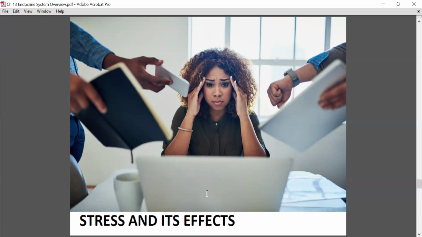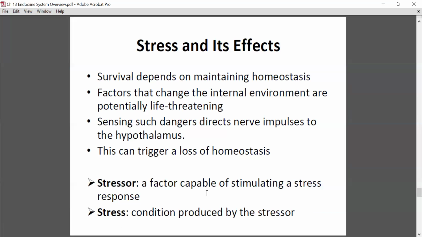We already talked about some of the nervous system effects. We're going to talk about the endocrine effects as well, but we want to talk about stress and how it affects the body, because I need you to know how stress is affecting you so that you can do everything in your power now to learn how to mitigate some of that stress so that you don't have some of the effects that stress can have. All right. Your survival depends on maintaining homeostasis within the body.